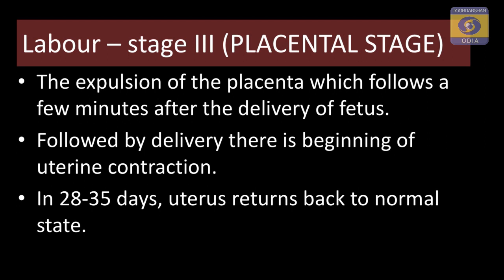So, there is the beginning of uterine contraction. Once the baby is out of the uterus, the uterine layer will contract, so that the bleeding will finally come to a stop and it will start the repair process. In about 28 to 35 days, the uterus will again return back to its normal configuration, or the normal state as it was before pregnancy.